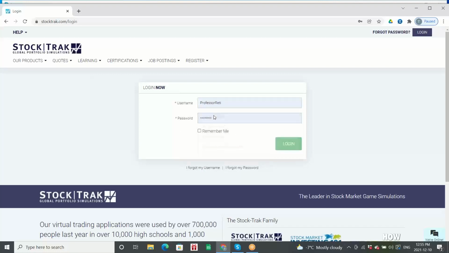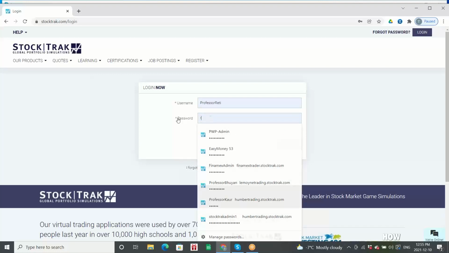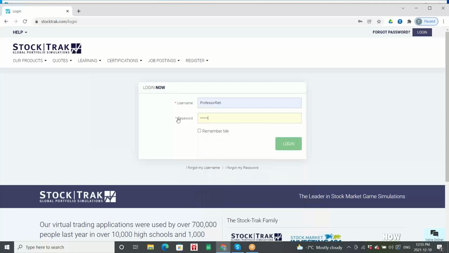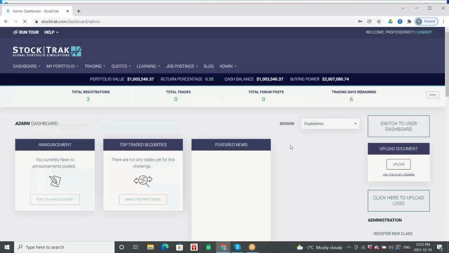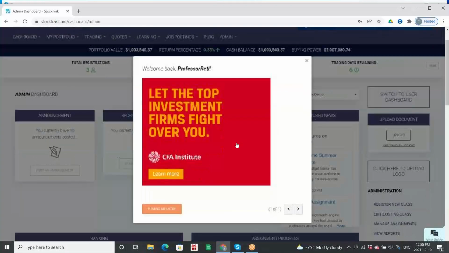So I've got my Professor Ready account. I'm just going to put in my super secret password. All right, so we're going to log in. That's just how easy it is. Great. Here we see a pop-up message for the CFA Institute. We'd like your students to know about the CFA. A large majority of our business school students want to be CFA certified, so this is a great way for us to put the CFA in front of you. From time to time, we do these pop-up kinds of messaging.